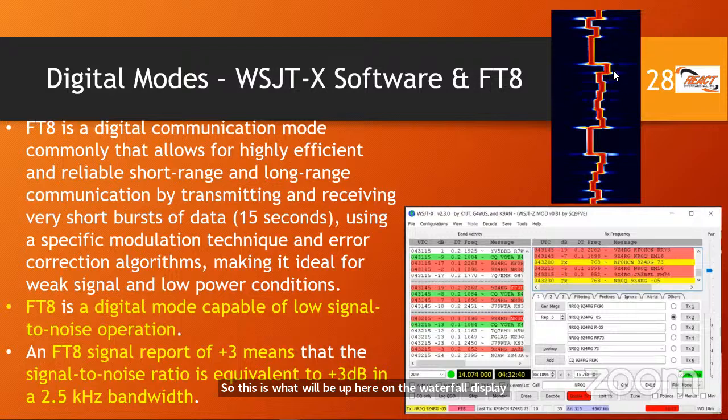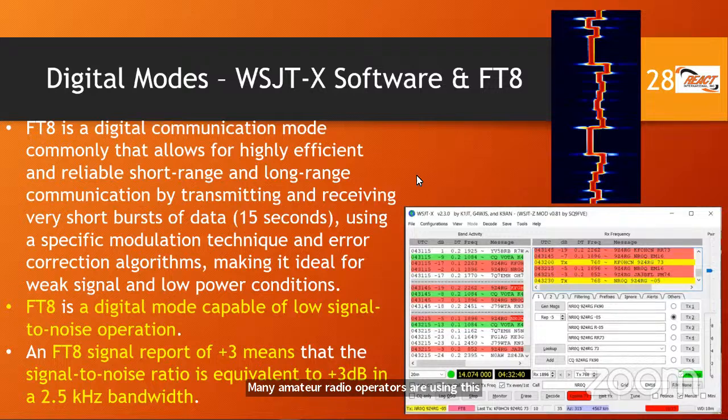FT8 is a weak signal propagation mode, but it's not necessarily a low powered mode. You can run high power. And in amateur radio, we say use no more power than is necessary to receive and transmit your signal. But it is really good in low signal conditions, or where your signal is very much in the noise floor, so it's optimized for weak signal propagation. It's very popular right now. Many amateur radio operators are using this mode. As you become licensed, this may be a mode that you would want to get involved in.